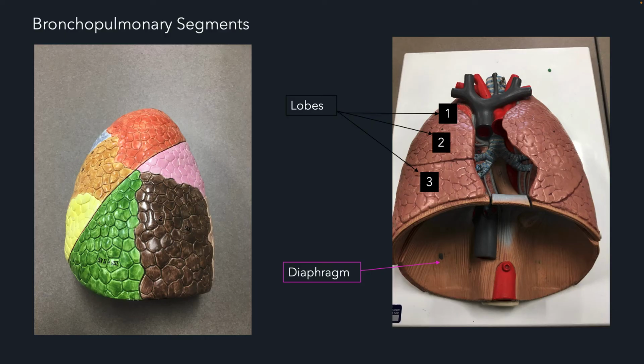And then looking at our lobes, we have our left and right lungs. The left lung has 2 lobes, and the right lung has 3. Don't worry about memorizing the different bronchopulmonary segments. Just understand that they are bronchopulmonary segments and that the right lung has 3 lobes and the left lung has 2 lobes. And then we have our skeletal muscle structure, the diaphragm.